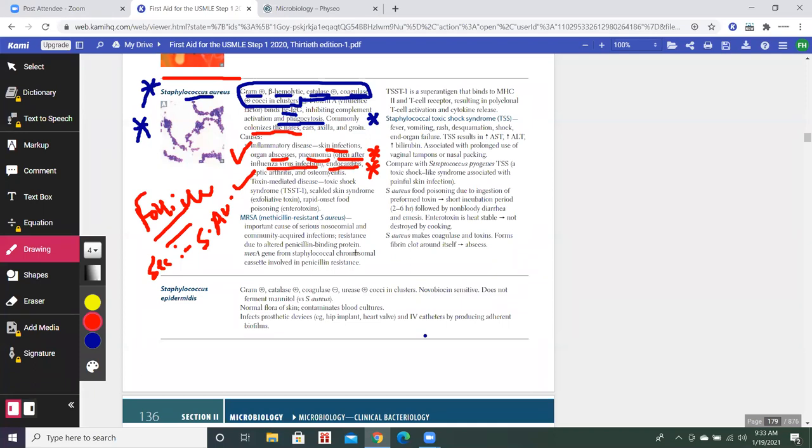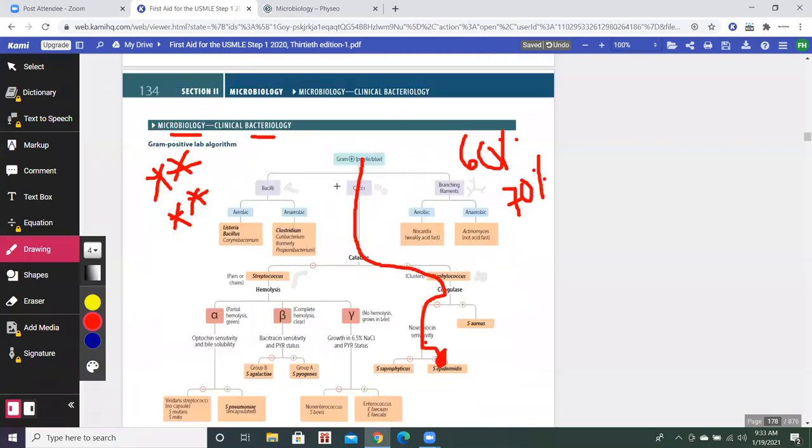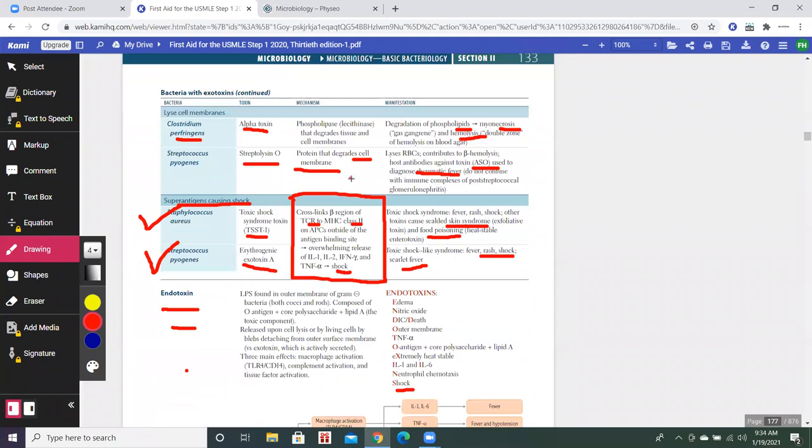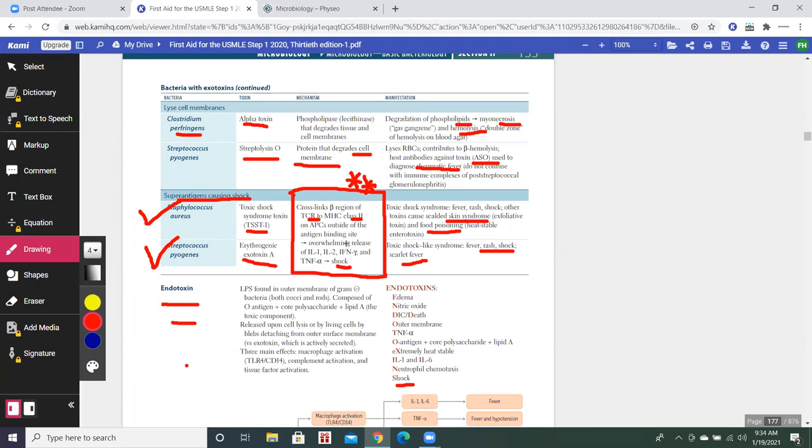Then the next one is toxin-mediated disease. We talked about how Staph aureus secretes toxic shock syndrome toxin 1. What they do is they cross-link the beta region of the MHC on antigen-presenting cells, and they cause overactivation by releasing cytokines. So that's that. Don't forget the mechanism of action of toxic shock syndrome toxin 1, which we discussed in detail over here. This is extremely high yield. This is the mechanism of toxic shock syndrome toxin. So that's that.